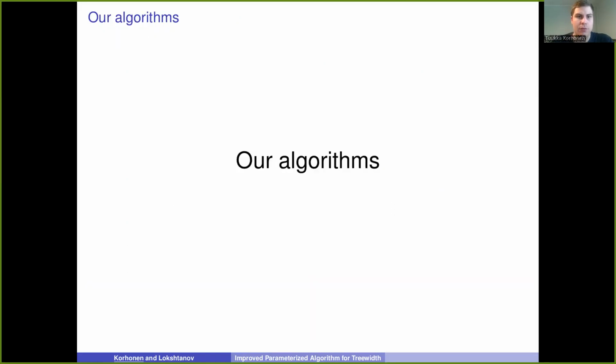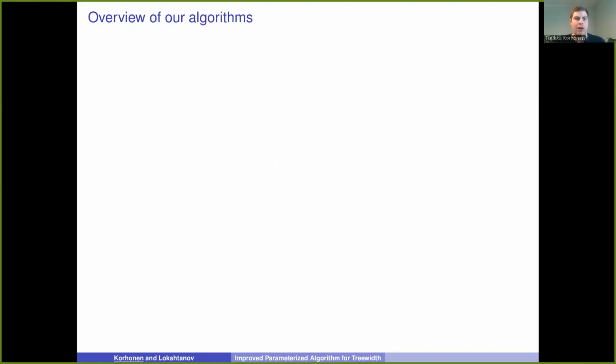Okay, then let's go to more details about our algorithms. So I'll give an overview of both of these algorithms. They both follow the same plan and the same basic techniques. The differences are only in some very fine details that I don't have time to go into in this talk. So the overall strategy is to iteratively improve a tree decomposition.